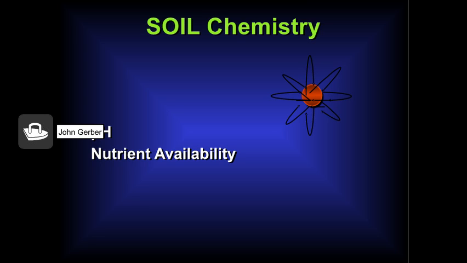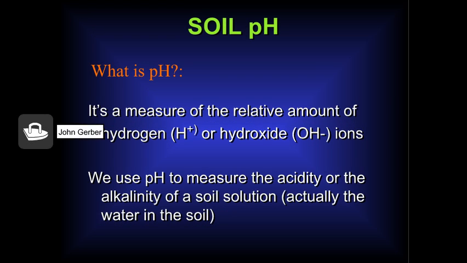Let's move on now to soil chemistry. The most important thing to know about chemistry is pH, or the relative acidity or alkalinity of the soil. pH measures the relative proportion of hydrogen or more likely hydroxide ions in the soil. We use pH to measure acidity or alkalinity in the soil water.